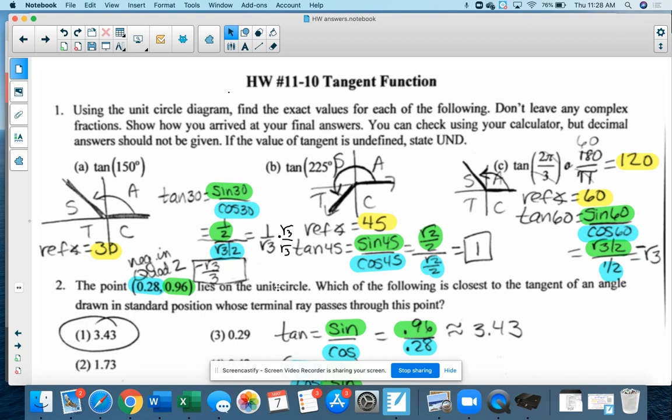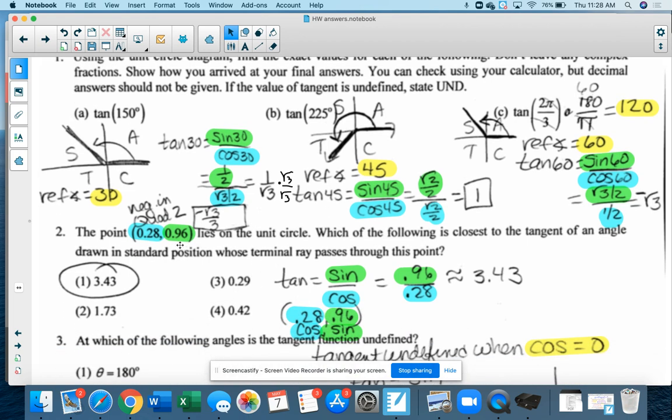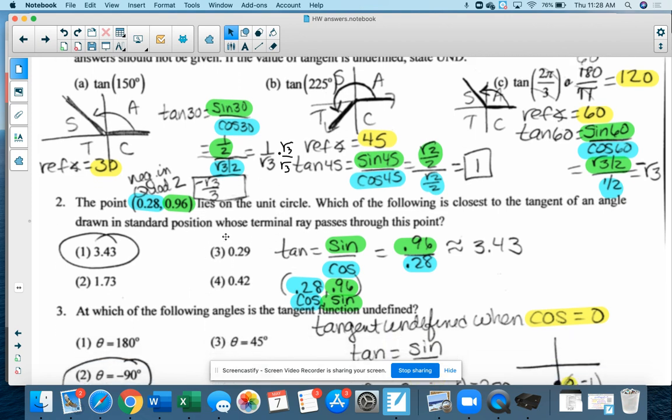All right, number 2. The point 0.28, 0.96 lies on the unit circle. Which of the following is closest to the tangent of an angle drawn in standard position whose terminal ray passes through this point? Remember, tangent is sine over cosine, and sine is the y coordinate and cosine is the x coordinate. So really this is just 0.96 over 0.28, and if you put that in your calculator, you get about 3.43 if you round it off. So that was a little bit easier.